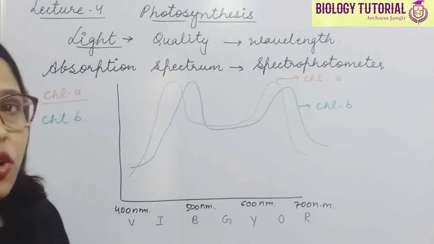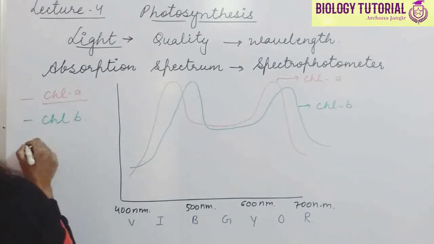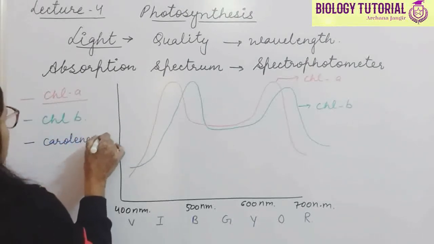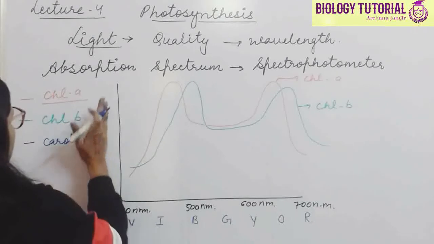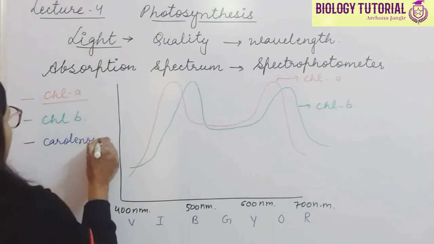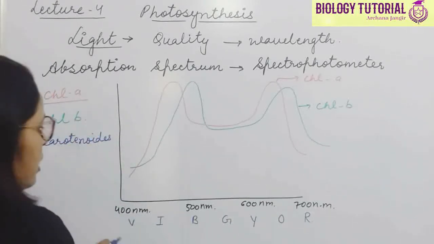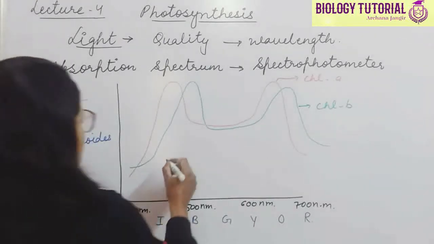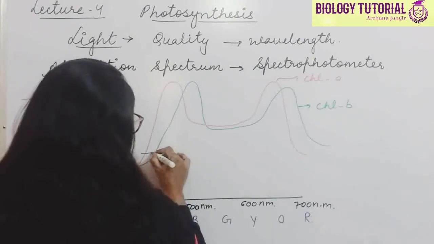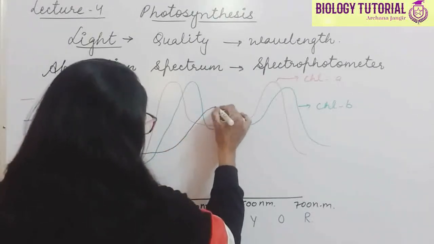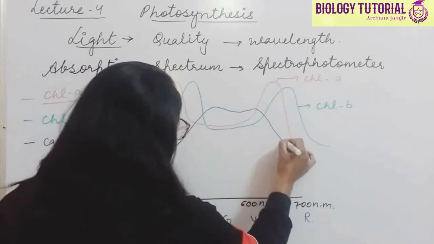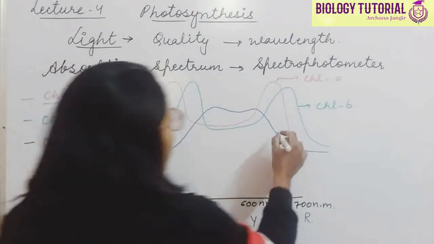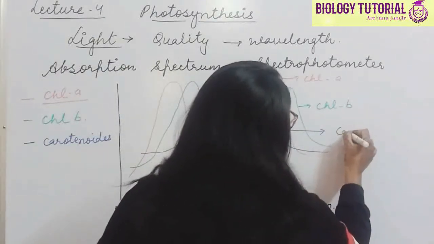Next one is for carotenoids. So the third blue colored peak is obtained for carotenoids. These carotenoids are going to absorb the light near the blue and green region. Clear? So here it absorbs the light near the blue and green region. So here we are going to obtain a peak. In the blue and green region we are going to get a peak. So this is for carotenoids.